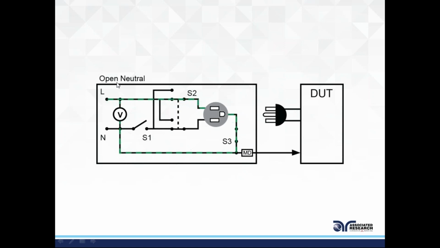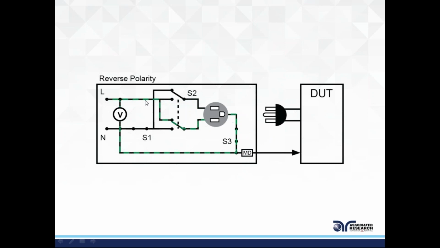Then we have a condition called open neutral. When you have an open neutral condition, again, your line voltage is going all the way to your DUT. It may or may not create leakage current, but again, when you have a ground closed, the leakage current still bypasses your MD measuring device, and it's not being seen by the MD.